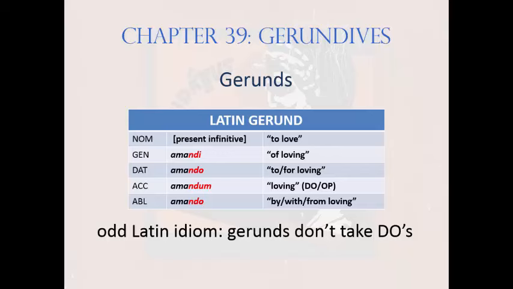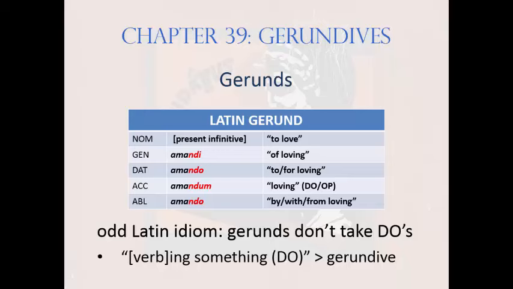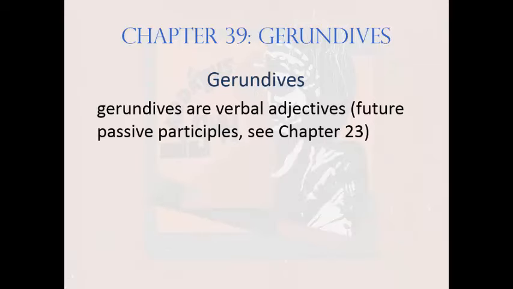So what did the Romans do when they wanted to express the object of the verbal quality in the gerund? Are you sitting down? This is really odd, and it'll take you a moment to wrap your head around this, but it's not hard, just weird. Really weird. Here goes. When Romans wanted to add an object to a gerund, they turned the gerund into a gerundive. Gerundives, you remember, are participles, verbal adjectives, not nouns.